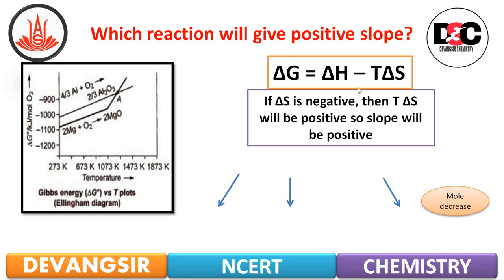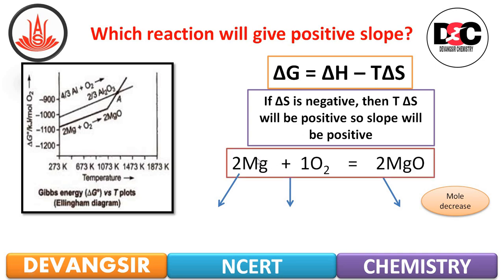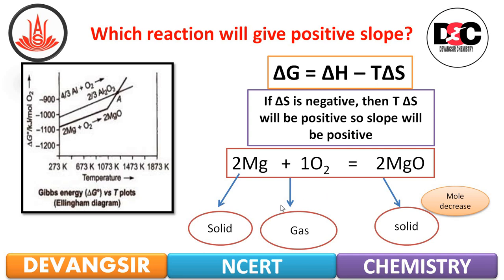Okay, very easy. Now here is the example of magnesium. With 1 mole of oxygen you will be getting magnesium oxide. Here, magnesium is in solid form, and 1 mole of oxygen is there, but it is in gaseous form. In the product, magnesium oxide is in solid form, so the moles of gas will be 0 there. So the moles of gas have decreased.